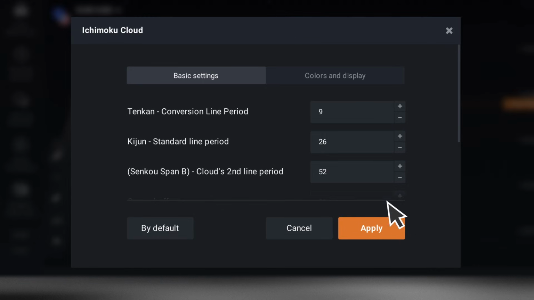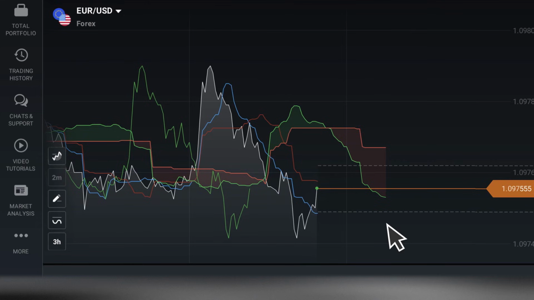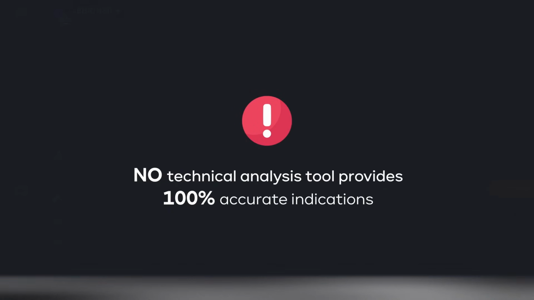If you would like to change the indicator's settings according to your needs, do so in the same window and press Apply. The Ichimoku Cloud may be used in conjunction with other technical and fundamental analysis tools to get confirmation of its indications. However, you should keep in mind that no technical analysis tool provides 100% accurate indications.